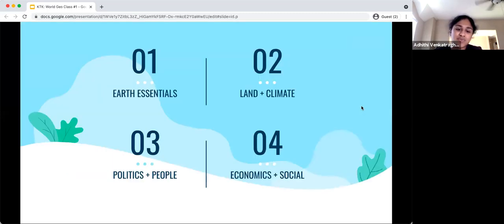So these are the four things we're going to be going over today. Number 1 will be Earth essentials. Number 2 is land and climate, which is part of physical geography. And then the last two are part of human geography, which will be politics and people, and then the economics and the social aspects of the world. We're going to do a little bit of practice, and you're also going to get a lot of definitions. So be sure to ask any questions if you have any problems at all, and I can answer them.